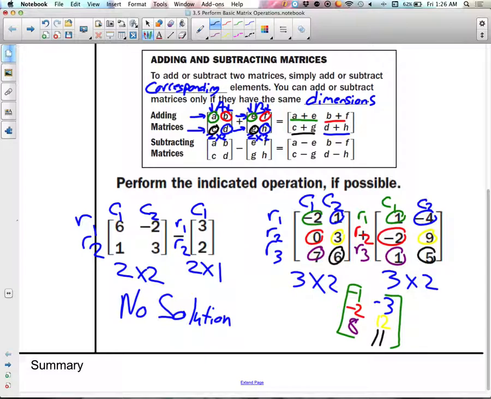So my answer when I added these two matrices together was this new matrix right here. So that is our solution. So you can add or subtract matrices as long as they have the same dimensions. And you'll just add or subtract the corresponding elements.